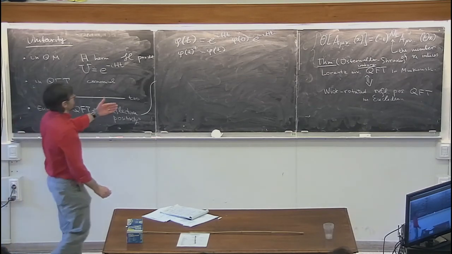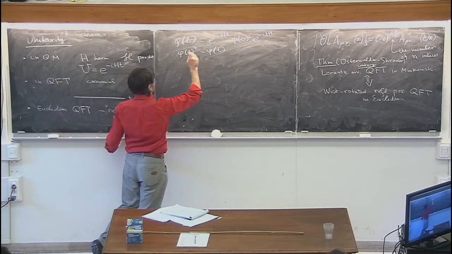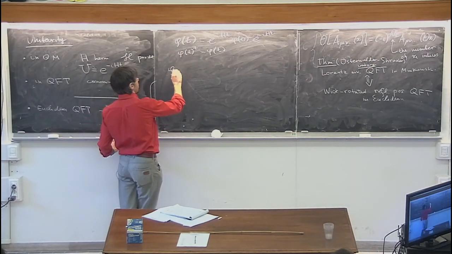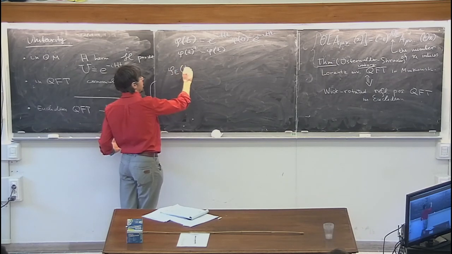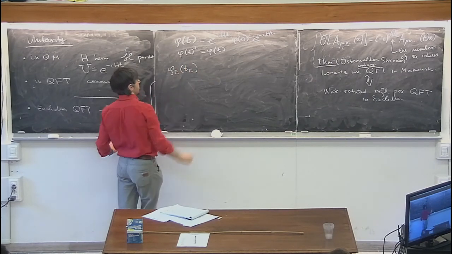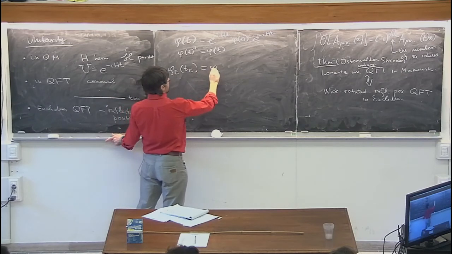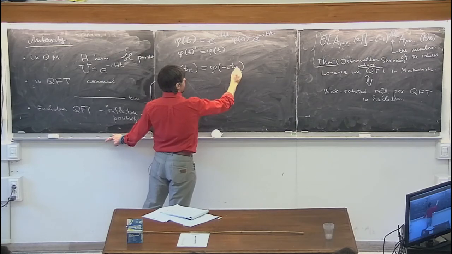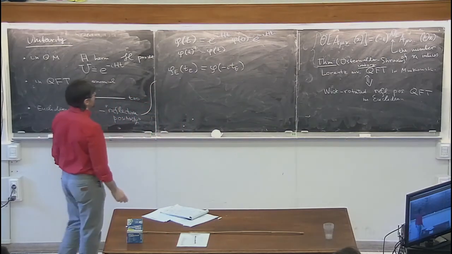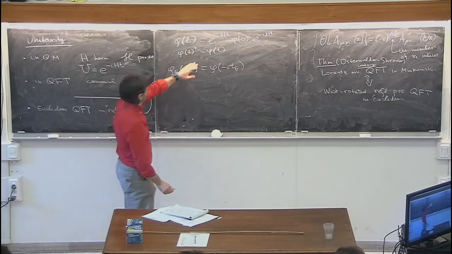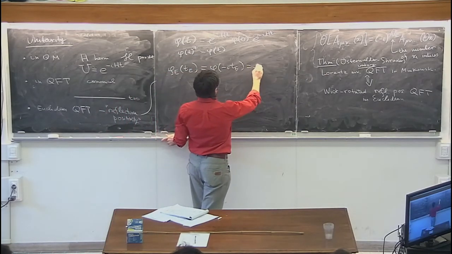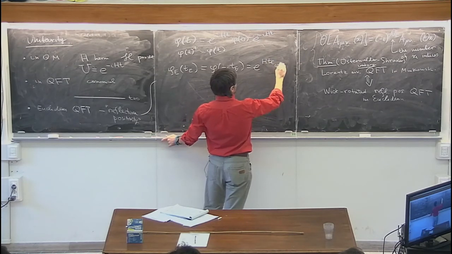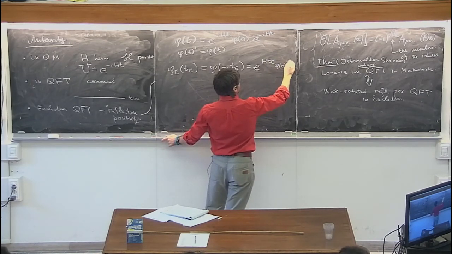But this was in the Minkowski space. Now, if you go to the Euclidean space, so if you want to define a Euclidean operator which depends on the Euclidean time, then this is defined as the Minkowski operator at the time minus i t Euclidean. This is the Wick rotation. So if you plug this in, then you get e^{H t_E} phi of 0 e^{-H t_E}.